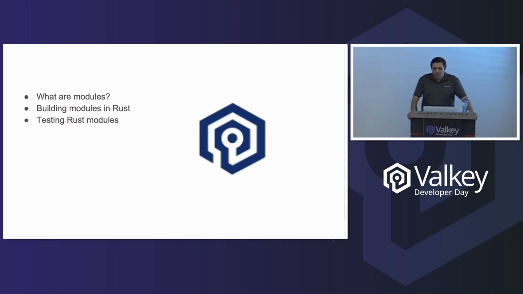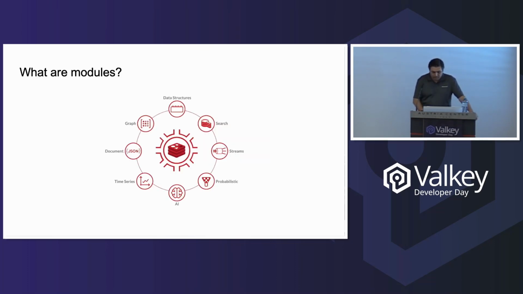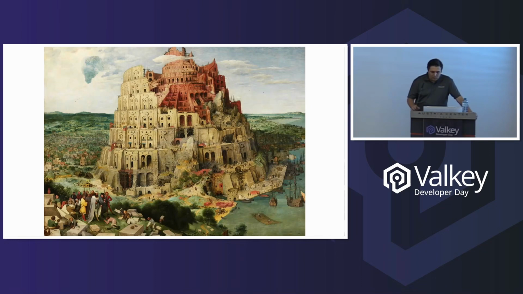So I'm going to talk about modules, why I think modules are cool, how to build modules in Rust, and how to test them. So modules were first introduced in 2017 with Redis 4, and they allowed you to add extra features. So there were some popular modules for JSON, graph, time series. And the way I think about modules, it's kind of like, this is a famous painting of the Tower of Babel, and it's the story of how people try to build a tower to reach the sky, and God punished them by making them speak different languages.